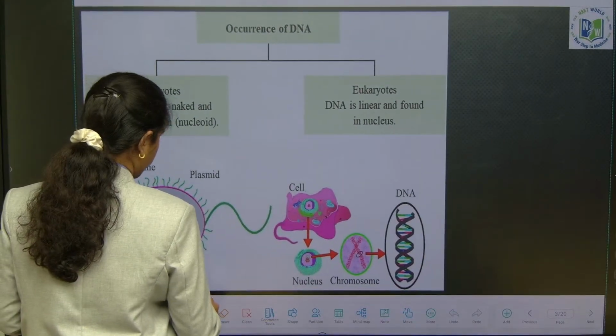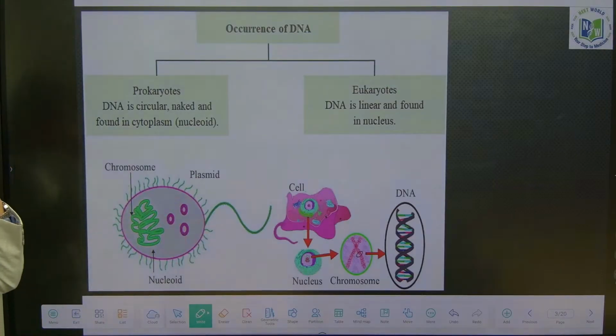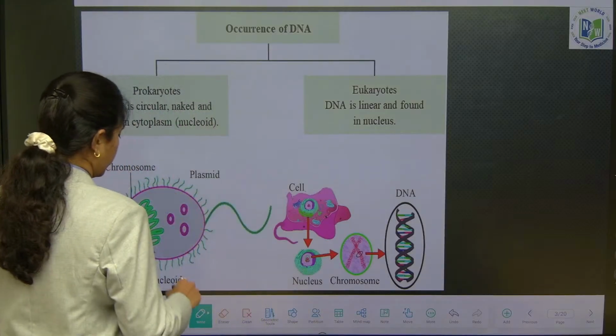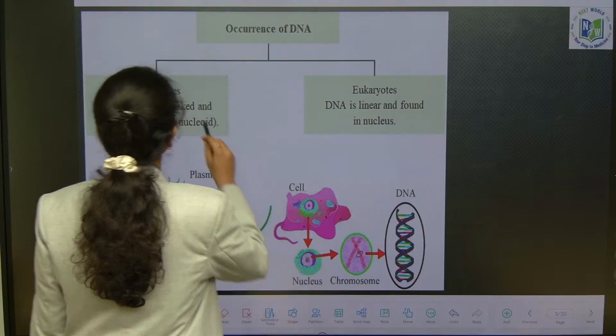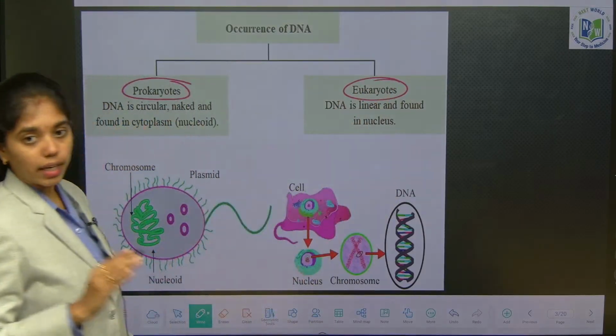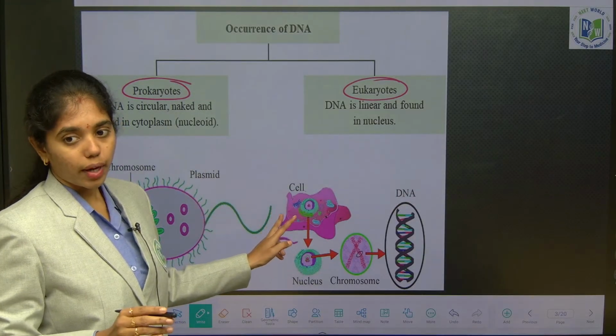You are already done with this concept. Any add-ons, just add on the points and go through the class. First, you have to see the occurrence of DNA. Where does DNA occur? Both in the prokaryotes and in the eukaryotes. DNA is in 2 different forms in prokaryotes and eukaryotes.